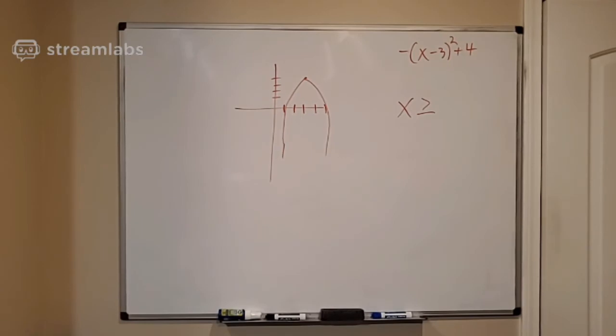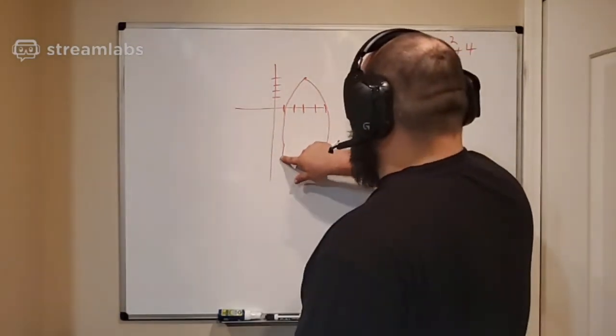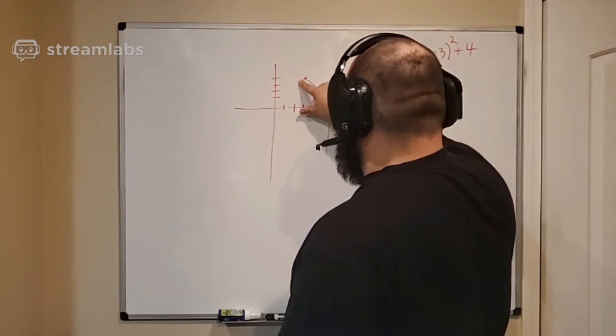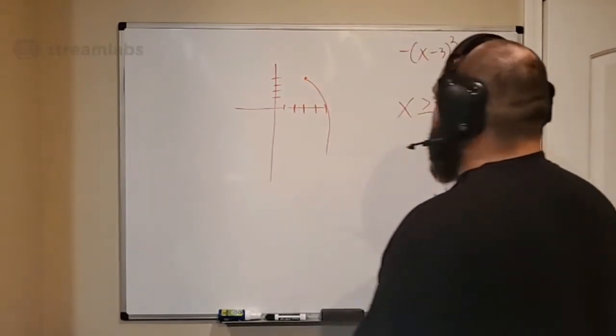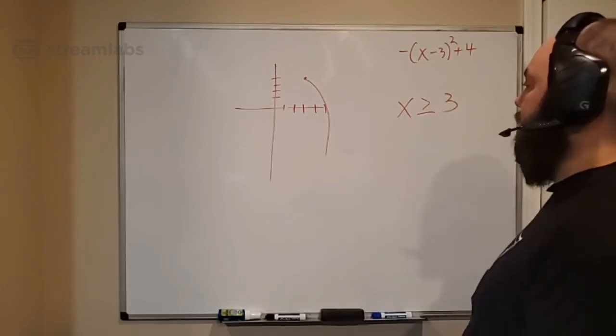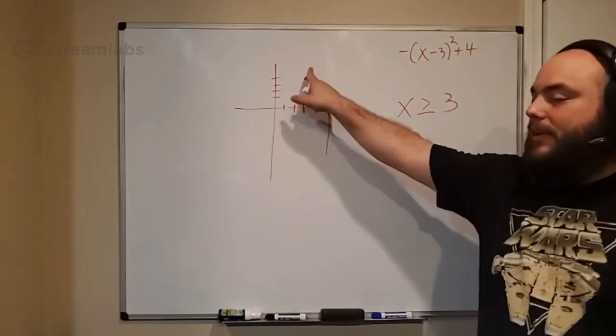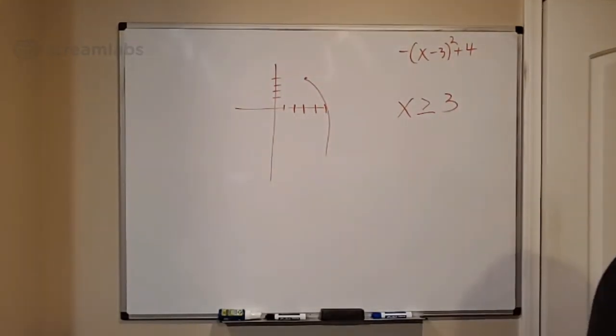Three. Why 3? That is where the vertex is located on x. Yay, Michael paid attention to the hint I just gave you. For a parabola, it's always at your vertex. So x has to be greater than or equal to 3. If we do that, we would erase the left-hand part of the graph, and you would now get a one-to-one function.